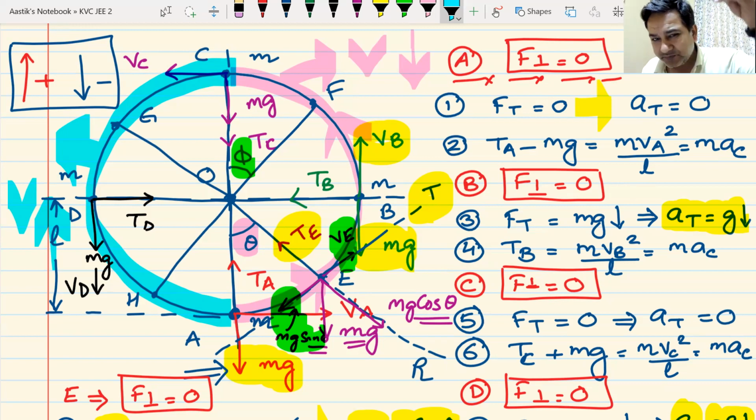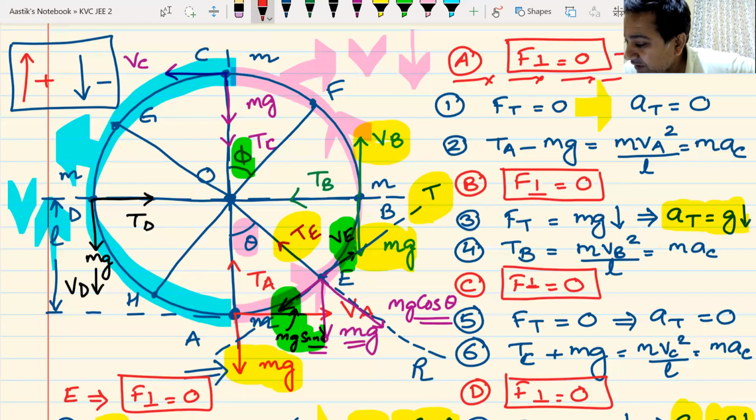Now I ask you a very simple question. At which point is speed going to be minimum, and at which point is the speed going to be maximum? Santosh, and everyone in the class as well as online. Yes, speed is going to be minimum at point C, and the speed is going to be maximum at point A. Do we understand this?